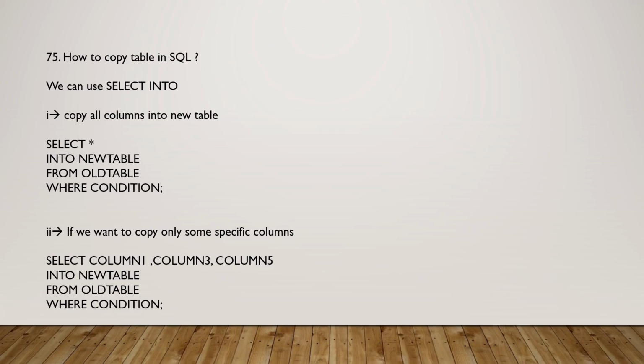How to copy a table in SQL? We can use select into. To copy all columns into a new table: select * into new table from old table where condition. If we want to copy only some specific columns, then we have to write select column 1, column 3, column 5 into new table from old table where condition.